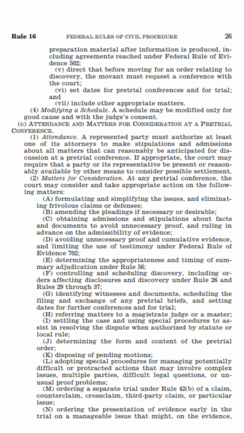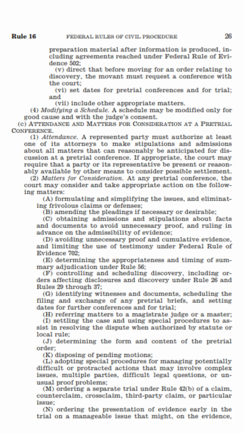C. Attendance and matters for consideration at a pretrial conference. 1. Attendance. A represented party must authorize at least one of its attorneys to make stipulations and admissions about all matters that can reasonably be anticipated for discussion at a pretrial conference. If appropriate, the court may require that a party or its representative be present or reasonably available by other means to consider possible settlement.